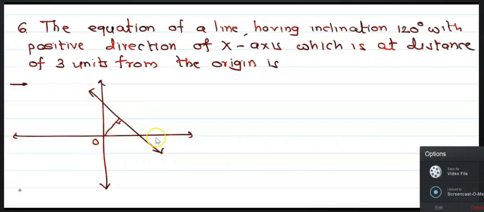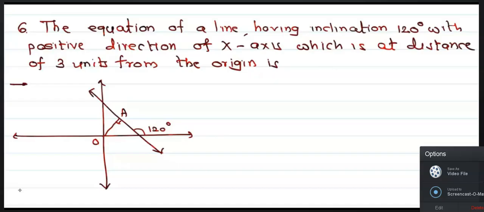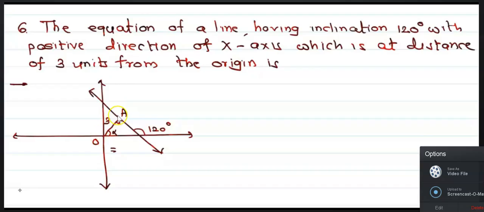This is the one option. Now this is the line. It makes an angle of 120 degrees with the positive direction of the x-axis. And that line is at a distance of 3 units from the origin. So this will be the perpendicular distance. OA is a perpendicular on that line. Now OA makes an angle of alpha. Now we know this type of equation, that is x cos alpha plus y sin alpha is equal to p.